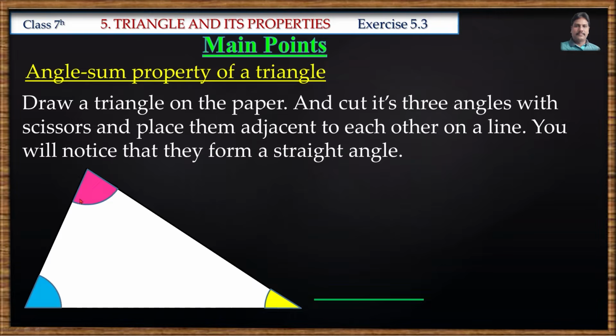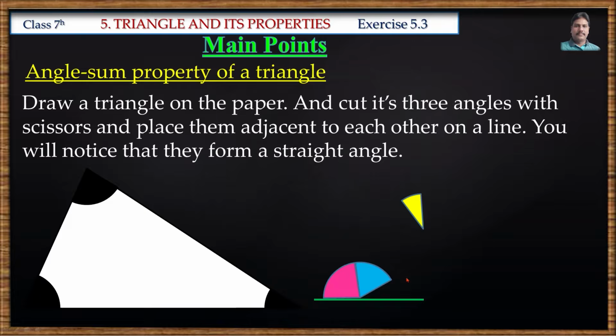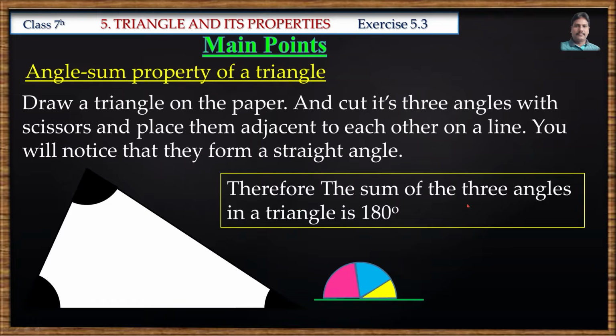Cut the first angle and place it on a straight line. And cut the second angle, place it adjacent to this first angle. Cut the third angle and place it adjacent to the second angle. Here you will notice that all the three angles formed a straight angle. That means this is 180 degrees. Therefore, the sum of the three angles in a triangle is 180 degrees.